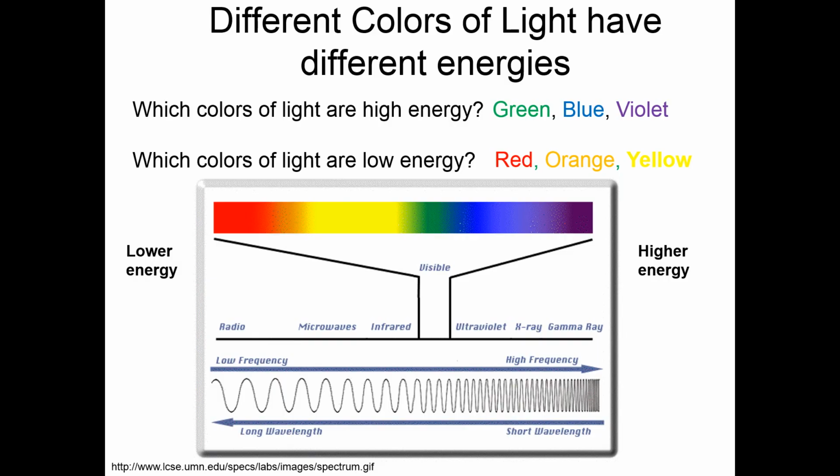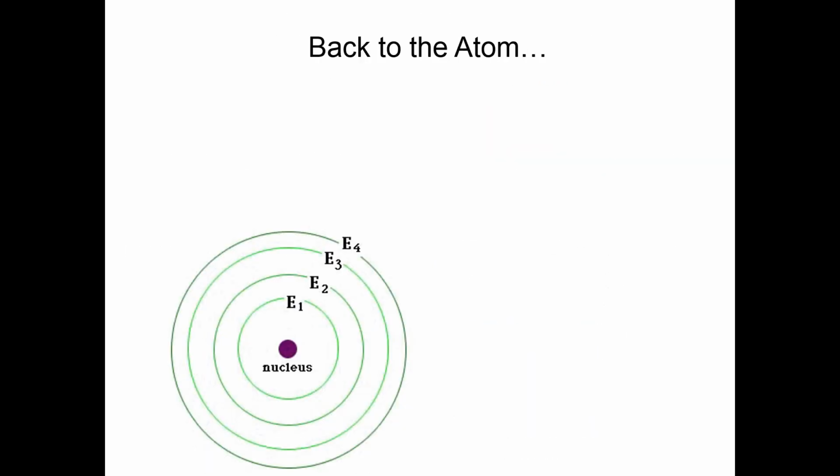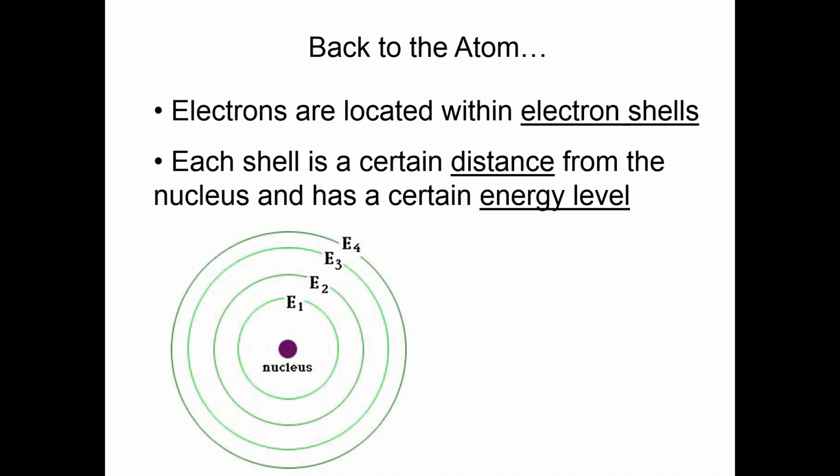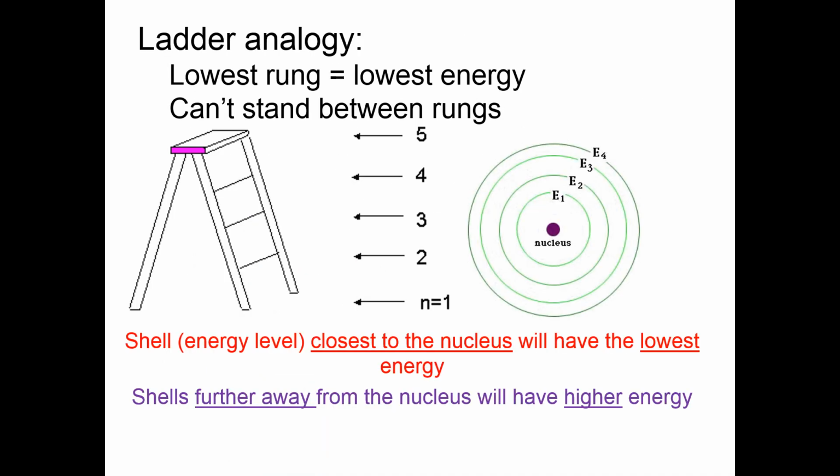This is the PowerPoint that is in your OneNote as well, if you want to look back at these slides. So how does that relate to the atom? Well, we know within the atom that electrons exist in shells, and each shell is a certain distance from the nucleus, and those distances correspond to different energies. The shells closest to the nucleus, like this shell right here, have the lowest energy, and shells further from the nucleus are higher energy.